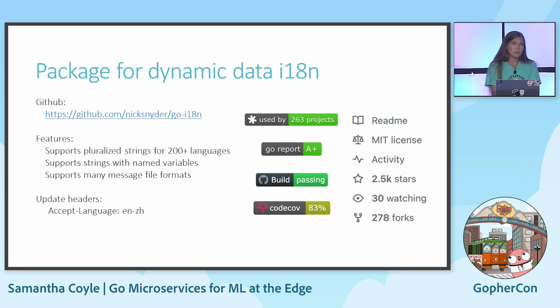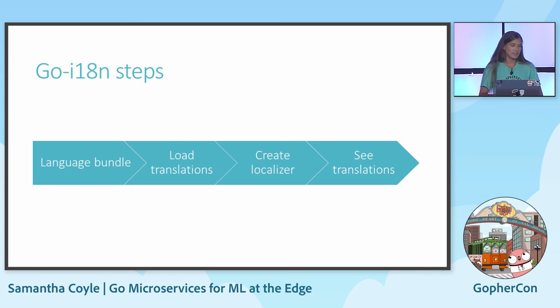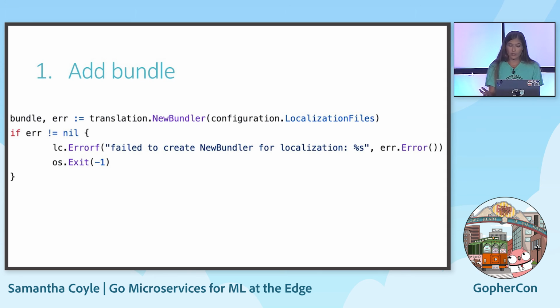So the thing that we had to change was adding a header, and then it would work. Well, with some backend changes, right? But we would add this Accept-Language header, and then we would specify zh for Chinese. And so the main steps here included defining a language bundle, loading our translations, creating a localizer, and then seeing those translations. So what that looks like from a coding perspective, we had a translation package, and we would define a new bundle for our controller to translate the job-related information.